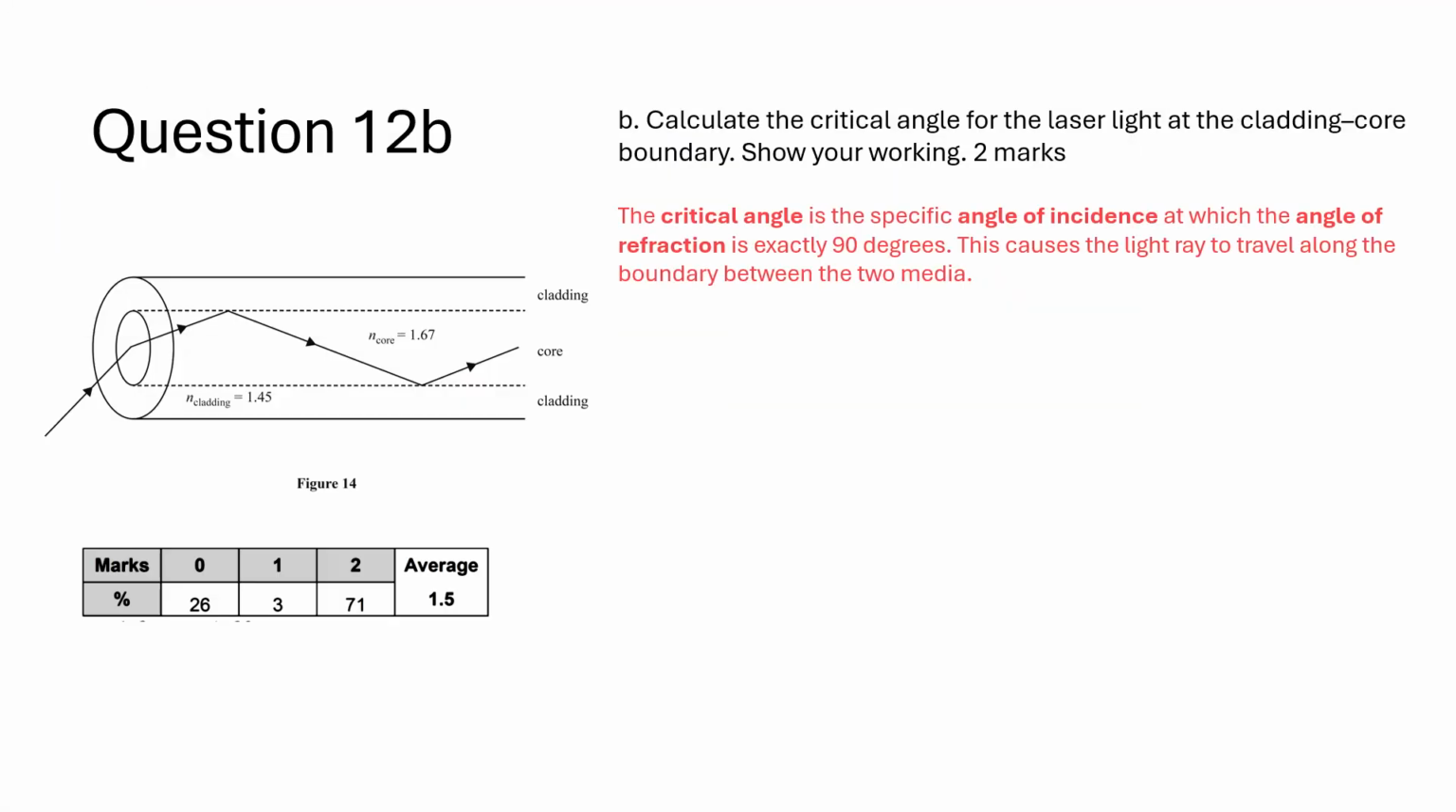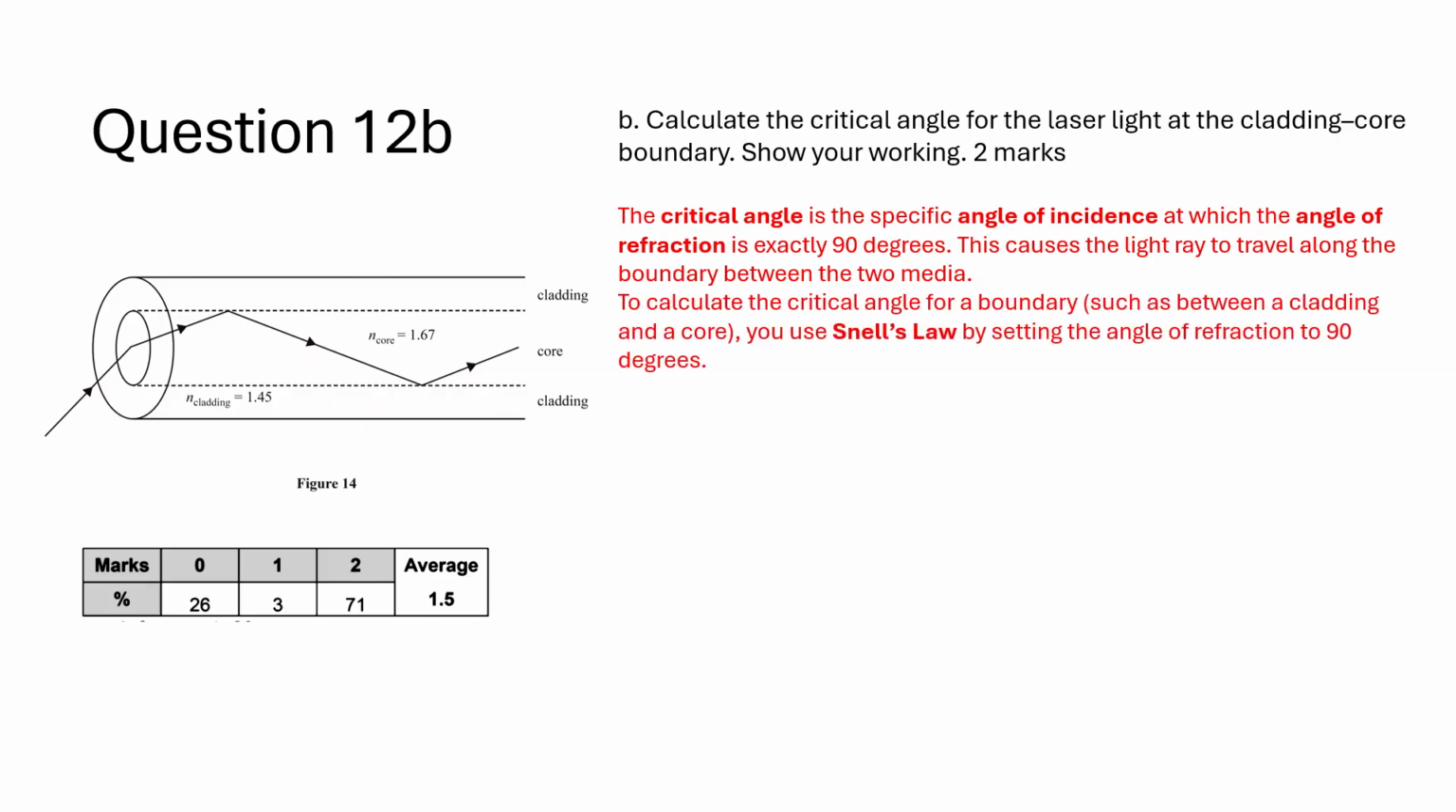The critical angle is the specific angle of incidence at which the angle of refraction is exactly 90 degrees. This causes the light ray to travel along the boundary between the two media. To calculate the critical angle for a boundary, such as between a cladding and a core, you use Snell's law by setting the angle of refraction to 90 degrees.